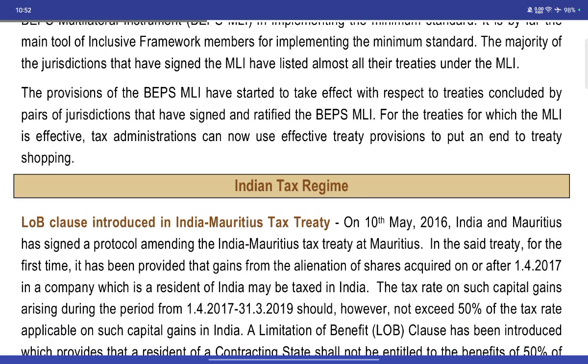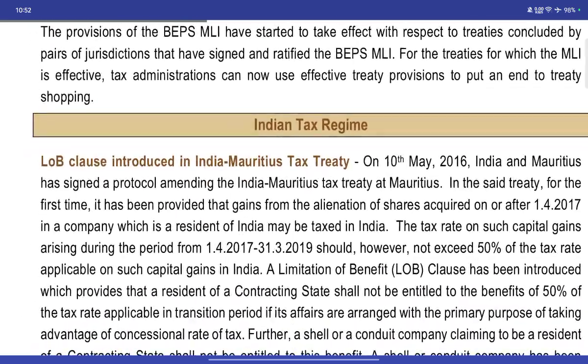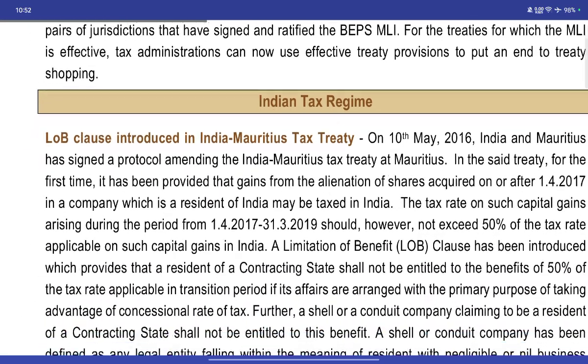For the treaties covered by the multilateral instrument, tax administrations can now use the effective treaty provisions. That is the end of this treaty principle topic.